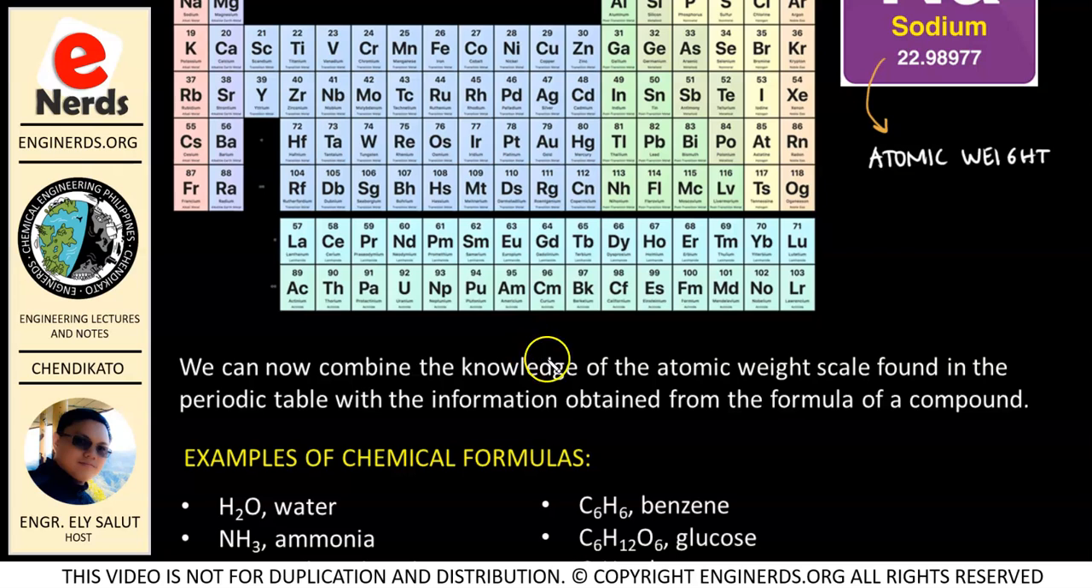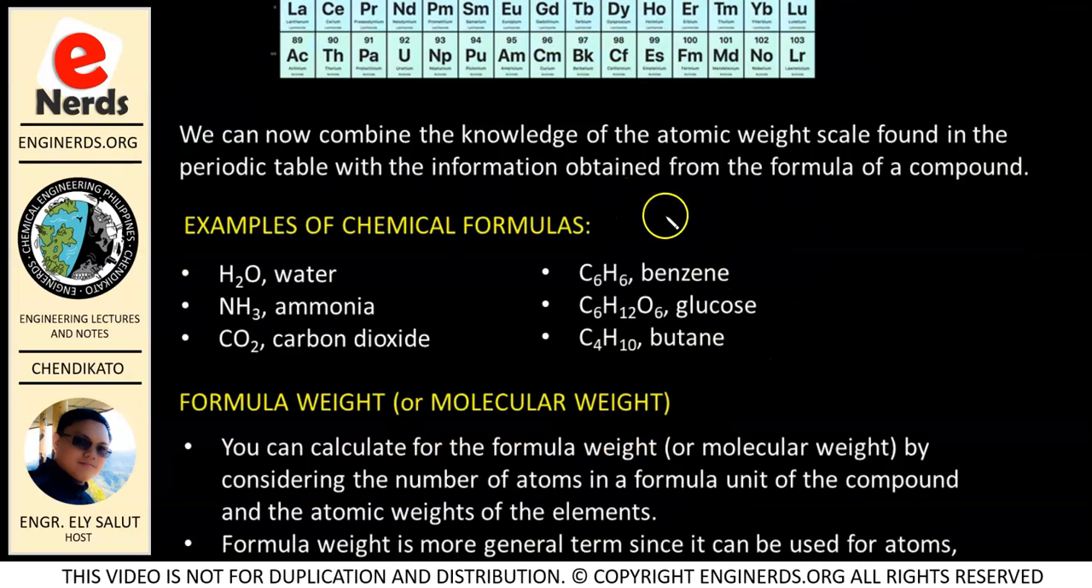So, what are the examples of these chemical formulas? Okay, so magbigay tayo ng example because we mentioned here if we know the formula of the compound. So, ito yung mga example ng chemical formulas.